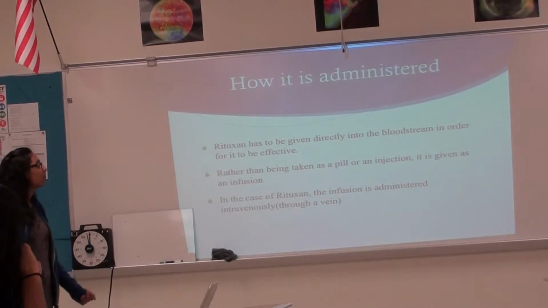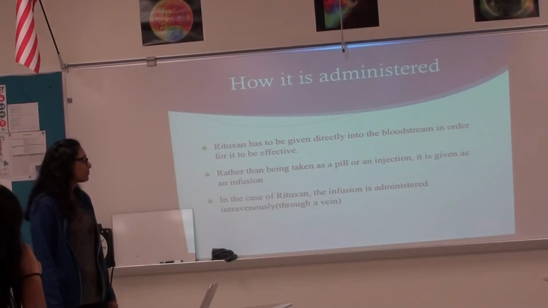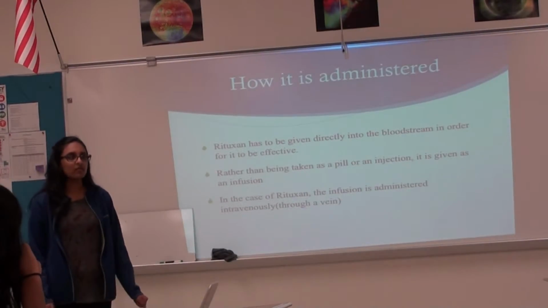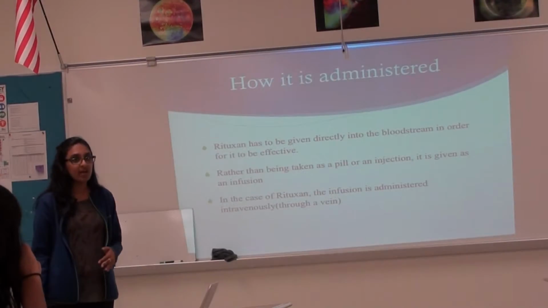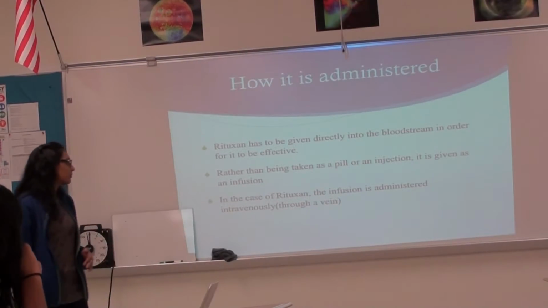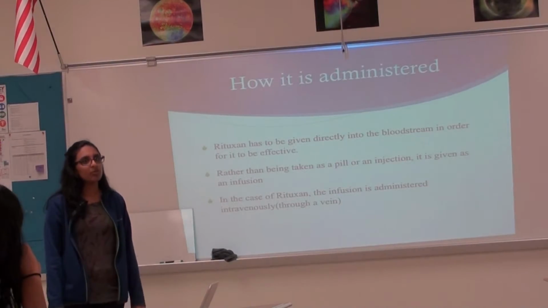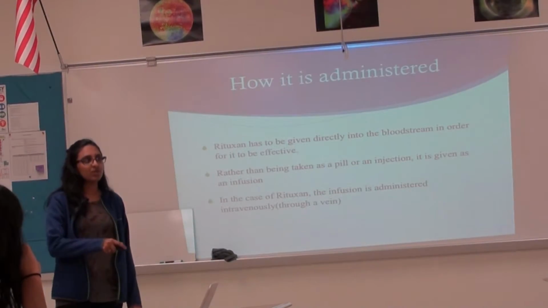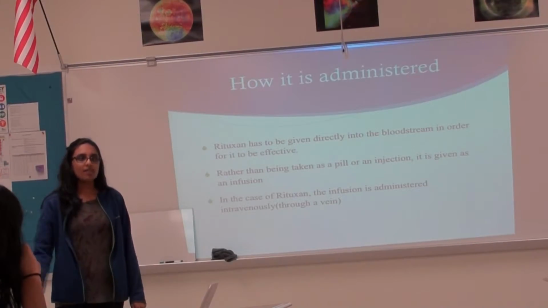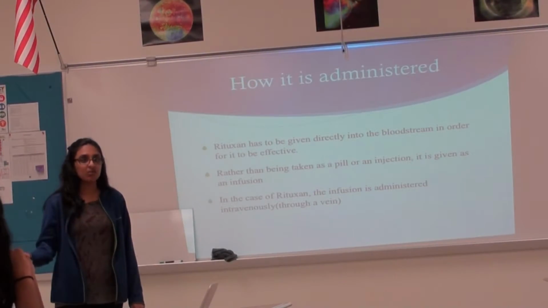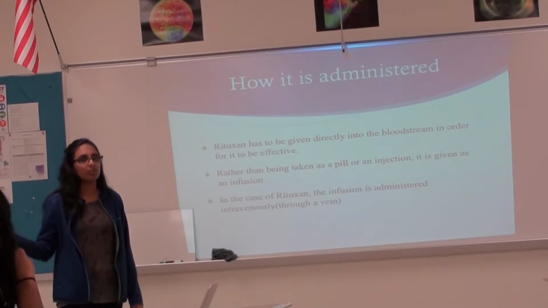And then Rituxan is administered through the bloodstream, so it's given as an infusion. And the infusion usually takes about 48 hours to get, and it's given through the vein. So when it's first administered, you get it, and then it's administered again after 2 weeks. And then if you need it again after 6 months, then they administer it. But it's a long period of time.